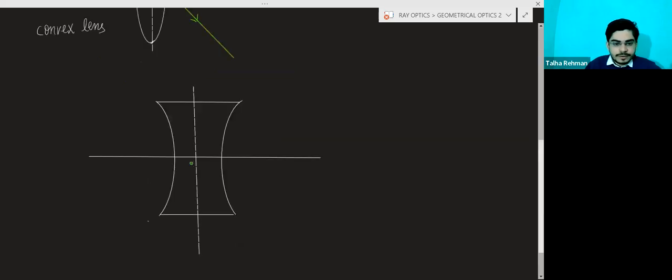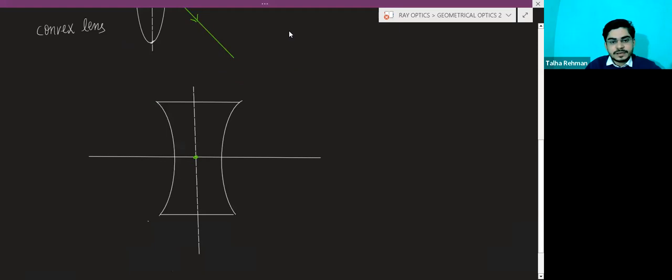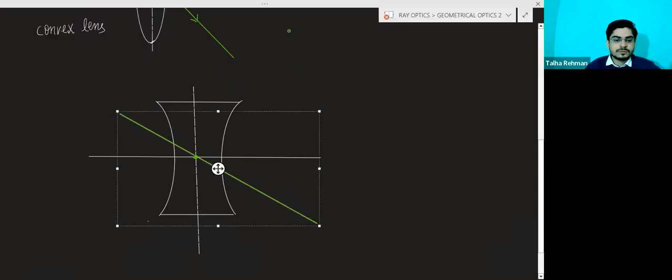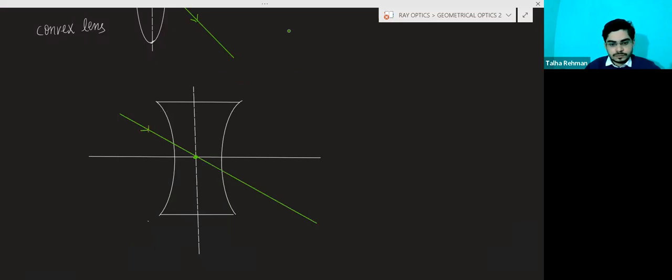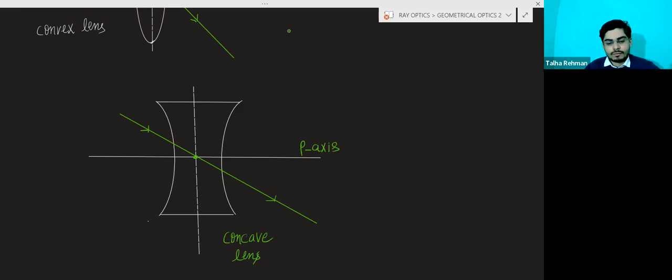For this also you can define the optical center. There is a point where a light ray passing through it remains undeviated. This is a convex concave lens. Concave lens. This is the principal axis. And what is this? Optical center.